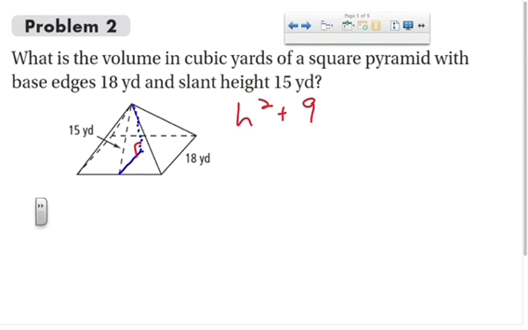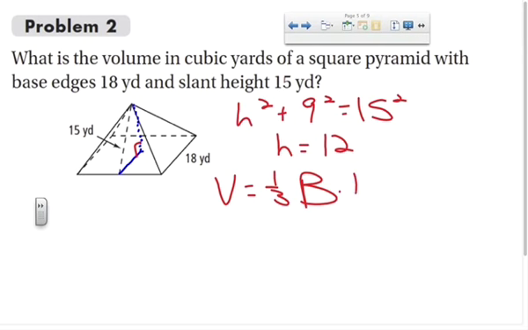It's half the side of the square. And the height that I need is the one going in the middle. So I have h squared plus 9 squared equals 15 squared. And when all is said and done, h will equal 12. And that was the only piece of the puzzle that I was missing. Now we're ready to plug into 1/3 capital B times h. So 1/3 times 18 squared times 12.